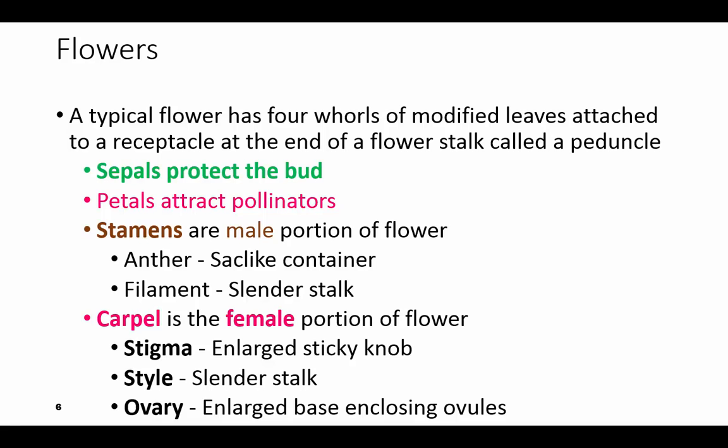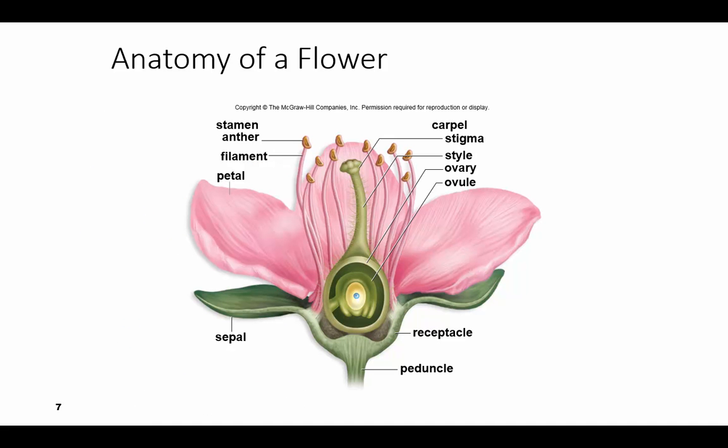The carpel is the female part of the flower. It's got three parts: the stigma, the style, and the ovary. The stigma is the sticky knob, the style is the stalk, and at the base of that you have the ovary that contains the ovules. So when you look at this picture, you should be able to identify all of those different parts of the flower.